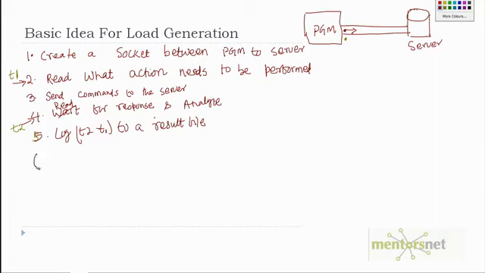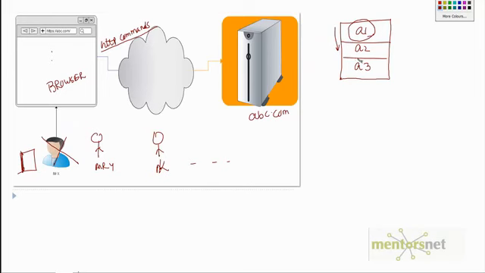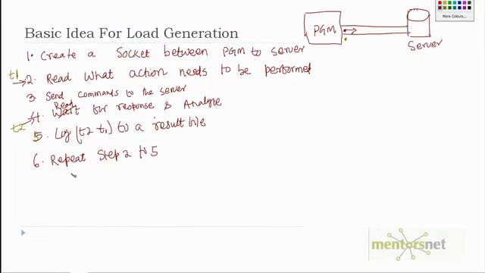Okay. Then step 6, you repeat step 2 to step 5 for all those activities A1, A2 and A3. Repeat step 2 to 5 for all those activities that are available. Then finally you close the socket. Okay, so this socket is gone, there's no more connection. So essentially these are the steps that you can do for creating a load generation tool.